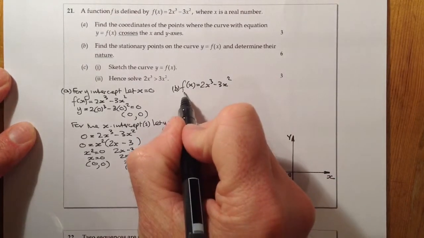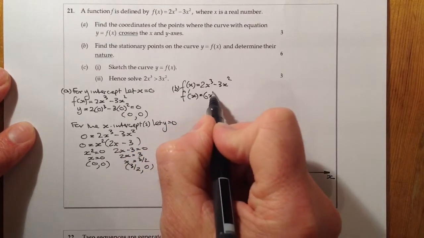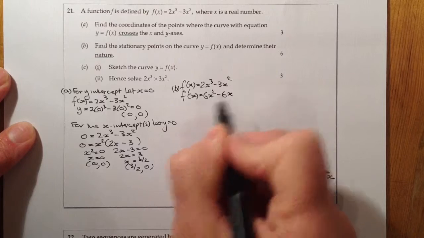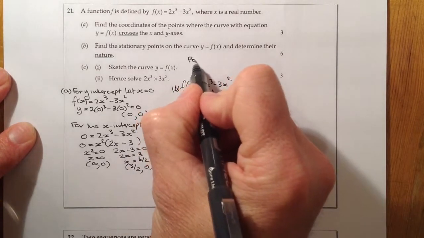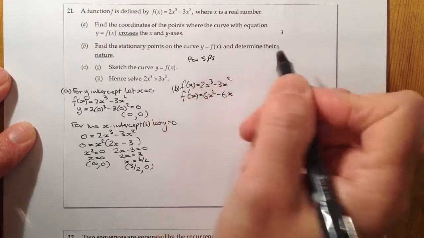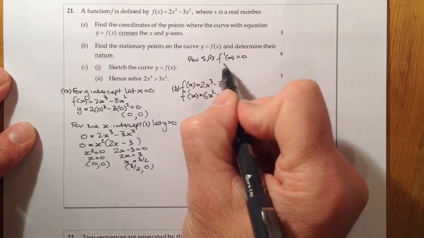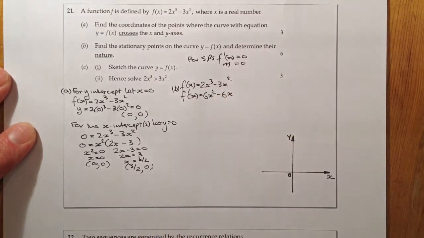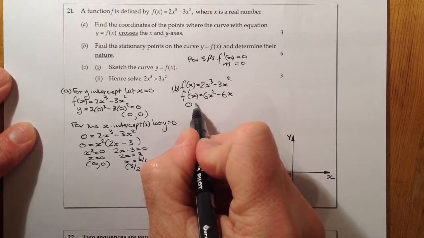Remember what we'll do here is differentiation. So that would be 6x squared minus 6x. For stationary points, remember, I'll let f dashed x equal 0, because that's just the gradient. So the gradient I'm going to make equal to 0. So I've got 0 at this side here.